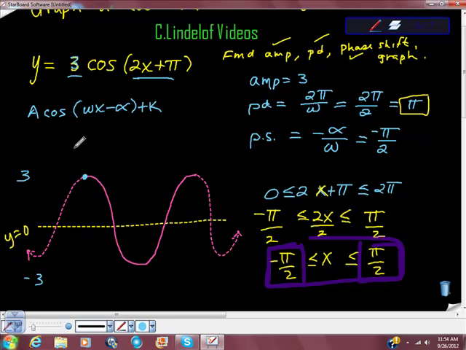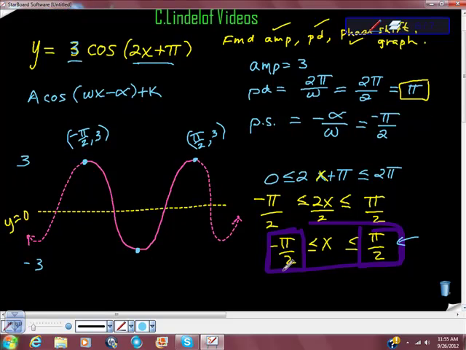So this is negative pi halves. I'm looking for a point, and it's a maximum, so it's 3, isn't it? Here. And then this is the right bound, which is over here, which is pi halves. It's also a maximum, so it's 3 here. And because it's a cosine curve, all I'm going to look for is this piece right here. And it's the middle of those two, isn't it?